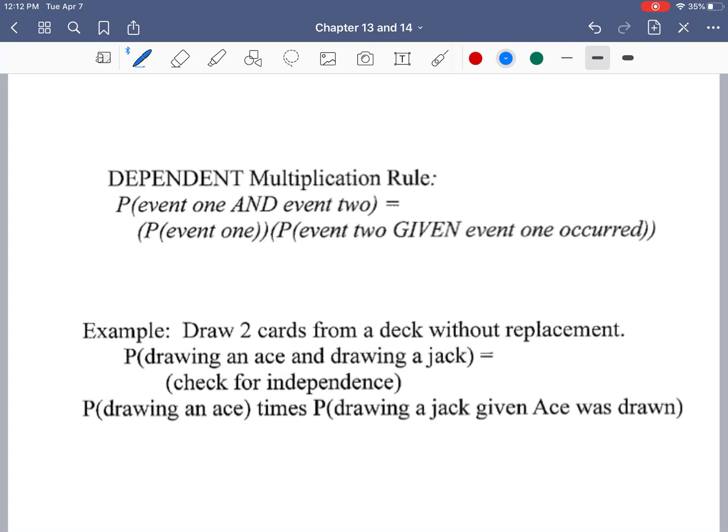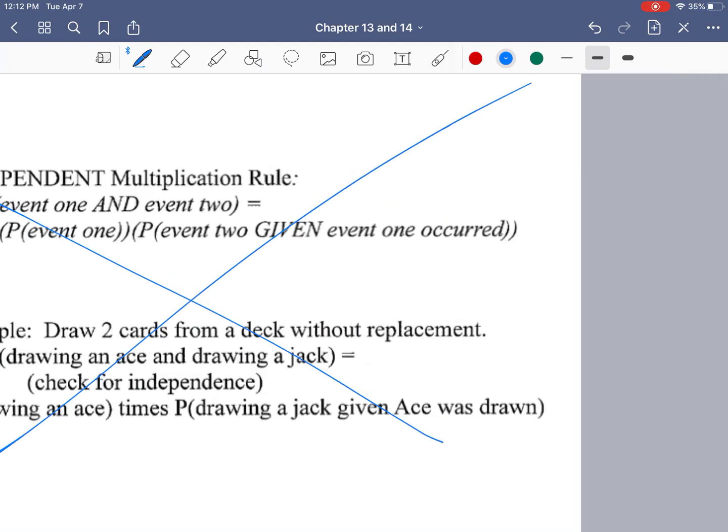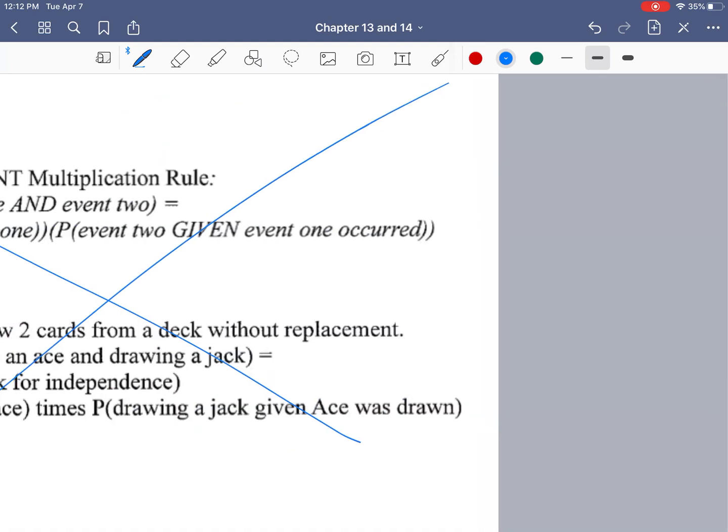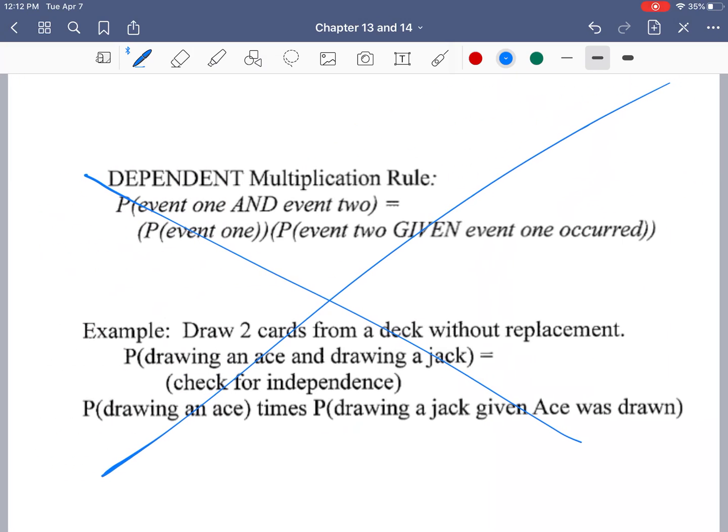Okay, dependent events can use the multiplication rule. I'm not going to take the time to go through this because you won't see it. It's more complicated than we need to worry about. So don't worry about this slide. That's just what happens if you draw without replacement and you're looking for 2 possibilities.